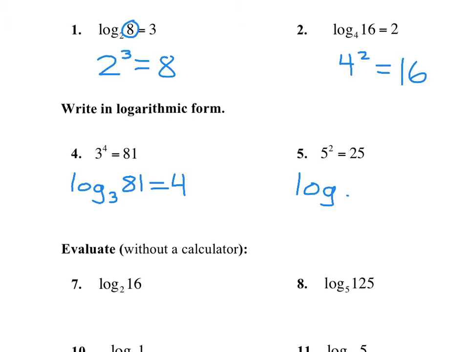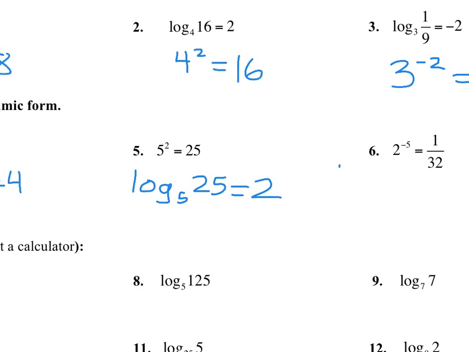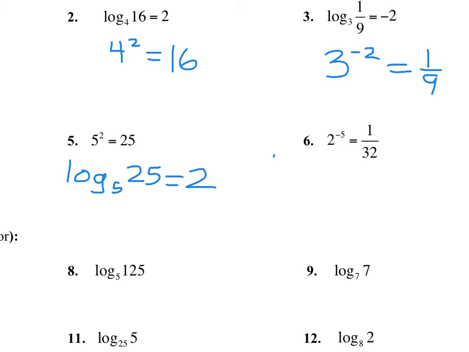Okay, base always goes down low. Exponent always goes on the other side of the log. Write the base small. Exponent goes on the other side of the equal sign.